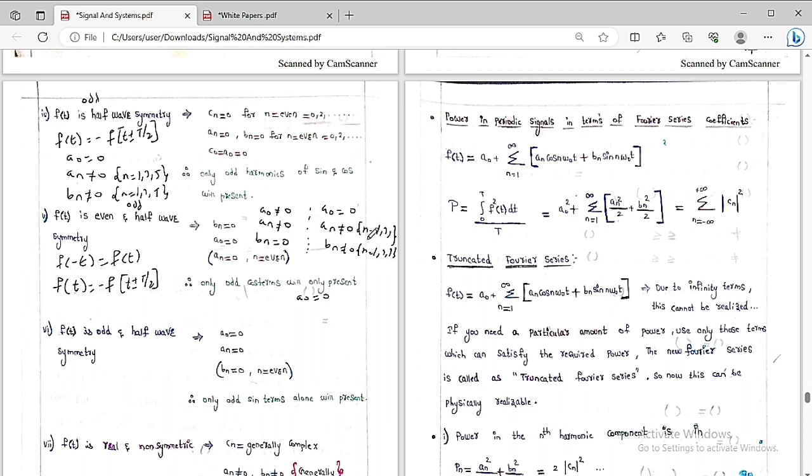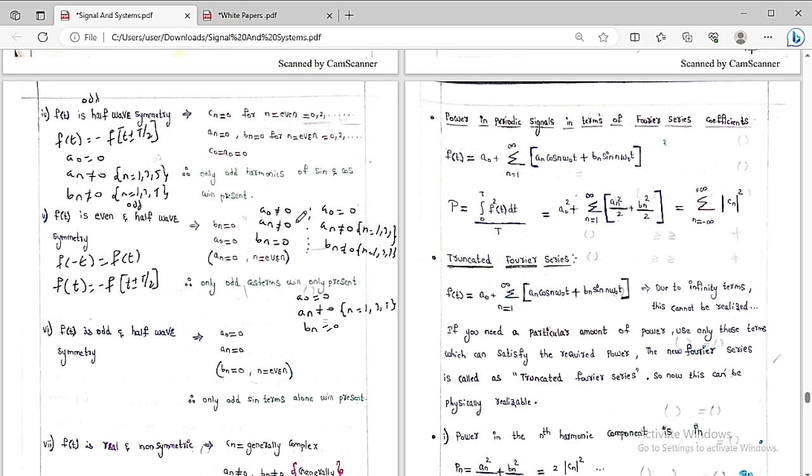So from this we can say that an is not equal to 0 for only odd values of n. Only for odd values of n, it is not equal to 0. Here bn is equal to 0 always. Here bn is not equal to 0 for only odd values of n. So from this we can say bn is equal to 0 for all values of n.